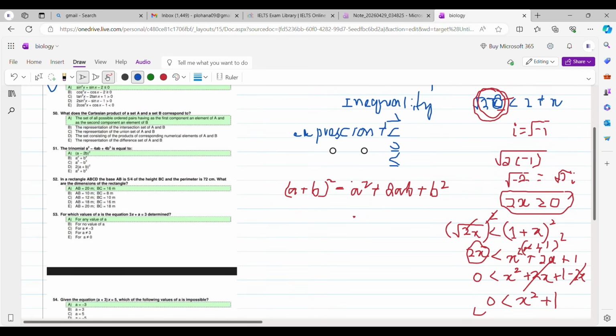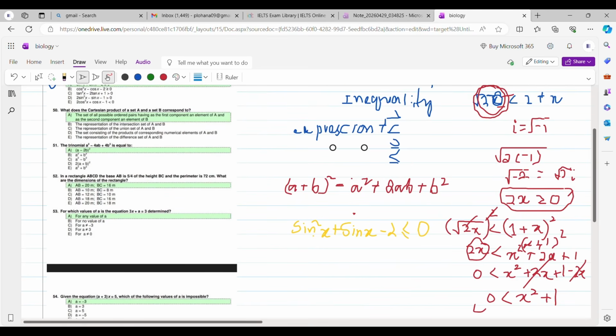Okay, so I'm just going to write this here as an equation so that we can solve this ahead. Sine square x plus sine x minus 2 is less than or equal to 0. So basically this question is very interesting. It's from trigonometry. This is not difficult at all, but I'm going to explain it with the concepts, so don't worry.